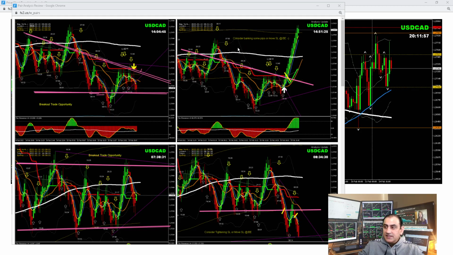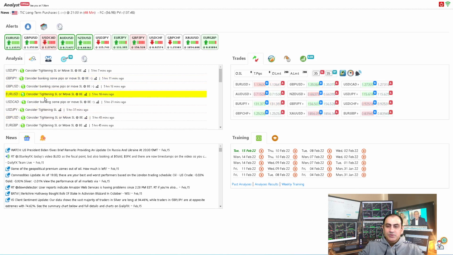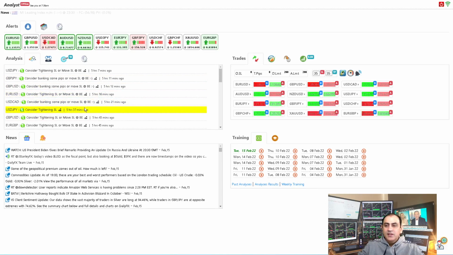All right guys, as you can see here, we had such nice, beautiful trades, all these pairs, and as you can see here, most of the pairs brought amazing profit.